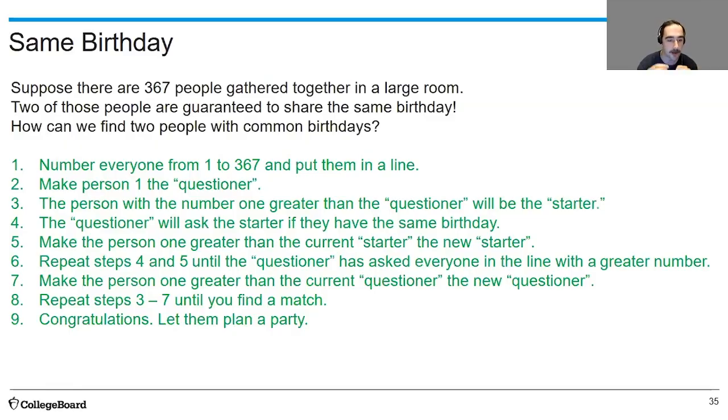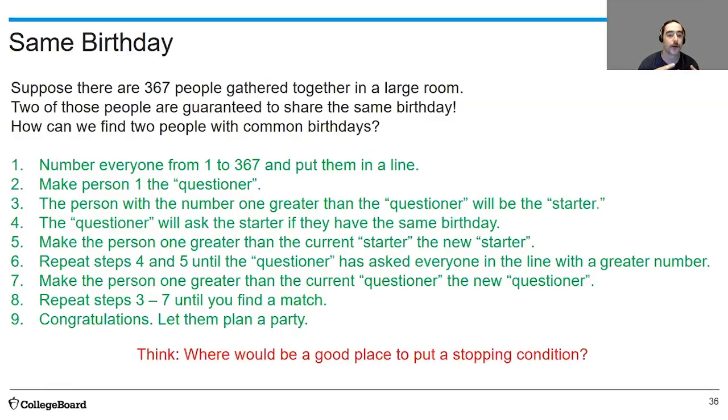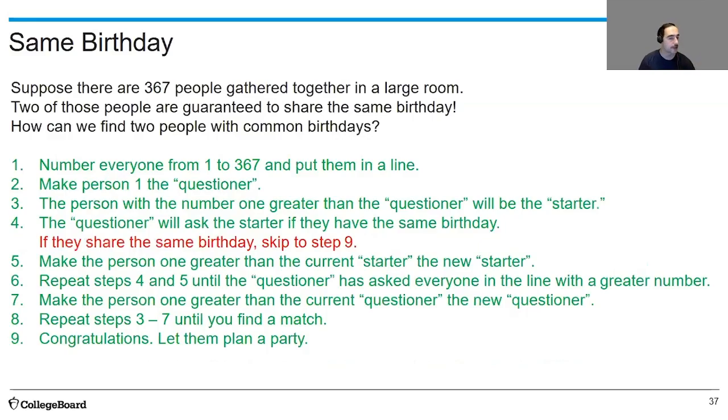But just like before, we really need to put a stopping condition in there so that once we stop, we don't have to keep going. So think about, where would you put the stopping condition? I hope you said line 4, which is when they ask if they share the same birthday. If they share the same birthday, skip to step 9.